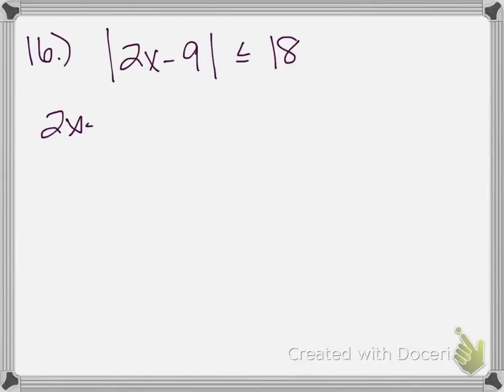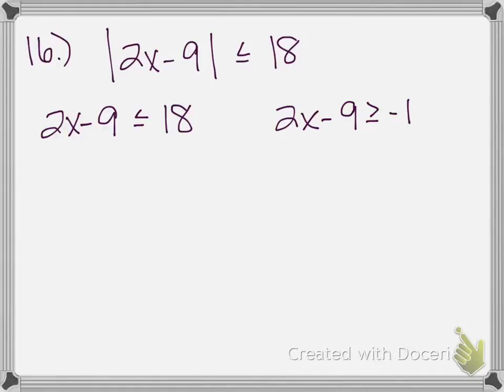So 2x minus 9 is less than or equal to 18. And then the other part of this is going to be 2x minus 9 greater than or equal to negative 18. I know we're going to have to stop and talk about that. Remember when we did the equation, we said what was inside could be the positive or the negative? You're probably okay with that. But why are we switching the sign?